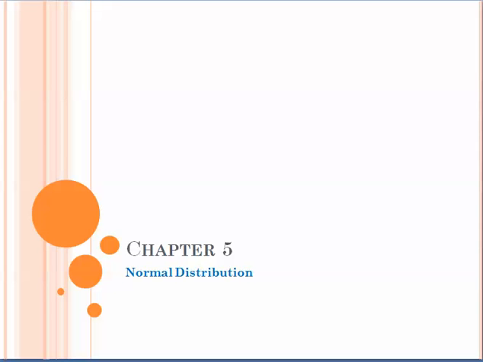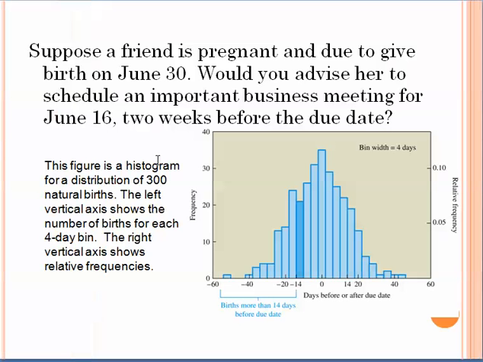In this video, we're going to start talking about normal distributions. Let's see what normal distributions are with an example. Suppose a friend is pregnant and is due to give birth on June 30th. Would you advise her to schedule an important business meeting for June 16, 2 weeks before the due date?